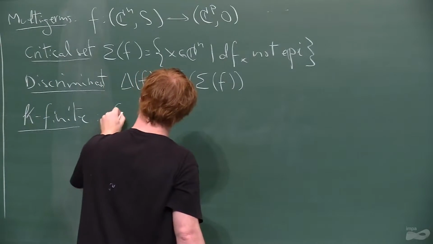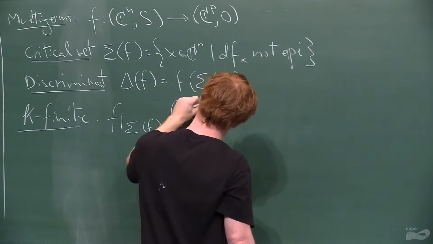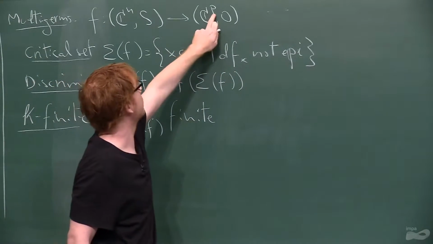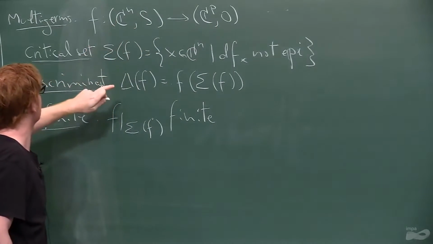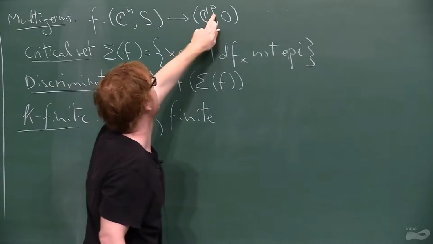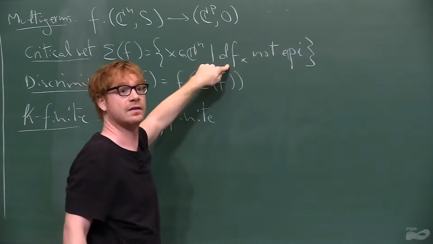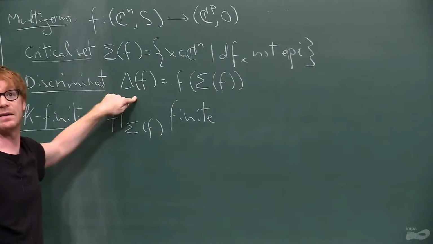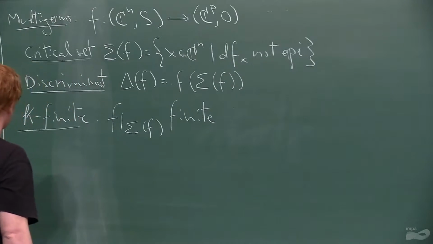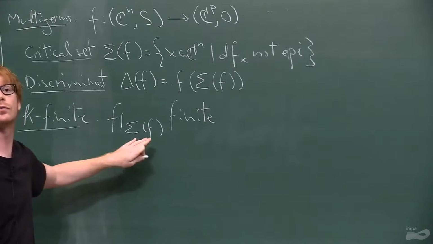K-finite means that if I restrict to the critical set, I have a finite map. So an observation is that if p is less than n, then the critical set is the other way around. If p is bigger than n, then the critical set is all the source. And the discriminant is just the image, because the differential just cannot be surjective. And in that case, K-finite is equivalent to finite.